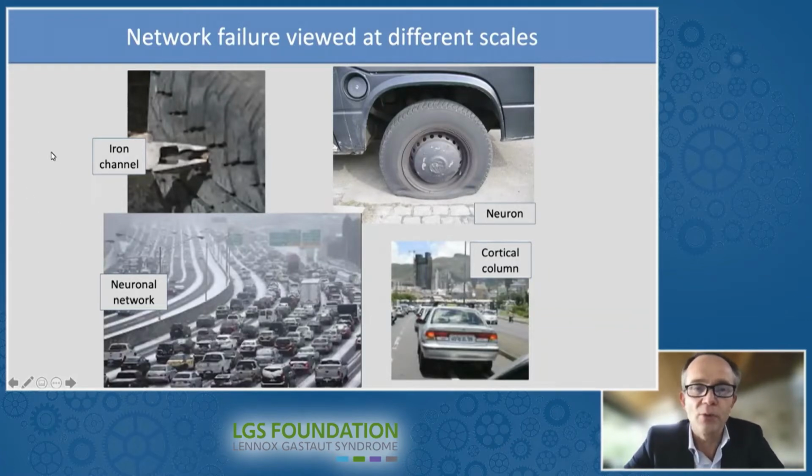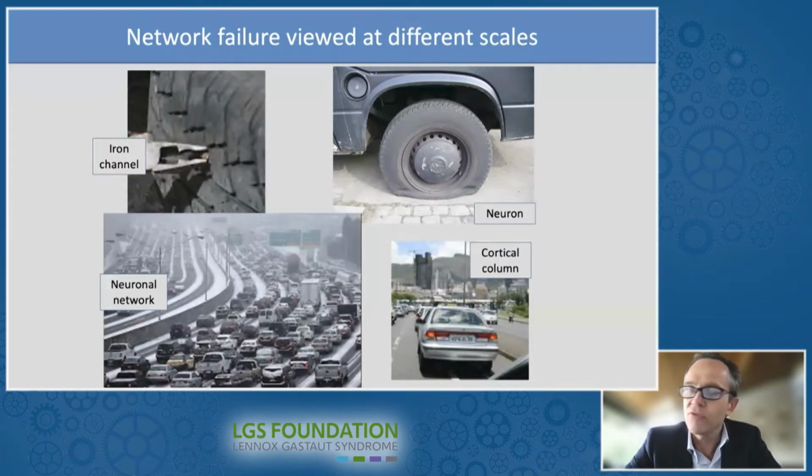It could be due to a flat battery. It could be that the bus has broken down. It could simply be due to the time of the day. It could be due to the fact that it's snowing or it's raining. Or perhaps there's a bus strike and everyone has had to drive that day. So in summary, a whole range of different specific phenomena cause the same expression of network failure.